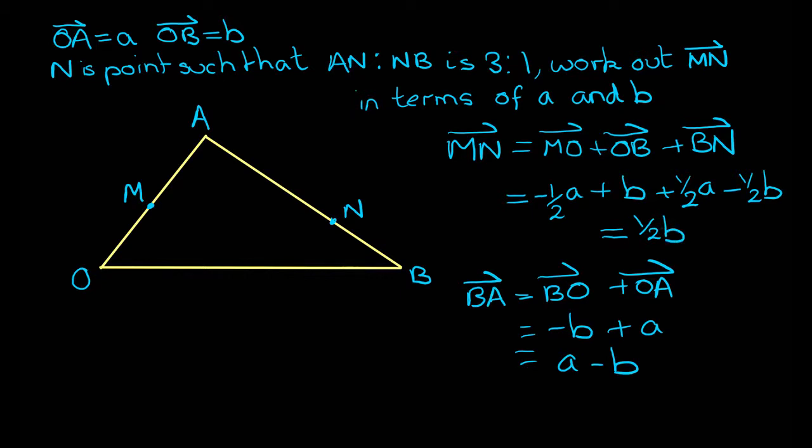Now that's also showing something interesting here. So MN is 1/2 B. In other words, it's half the length of OB, but it's also the same orientation, the same direction. Another way of saying that is noticing therefore that MN and OB are parallel because they're in the same direction. That's what parallel is all about.